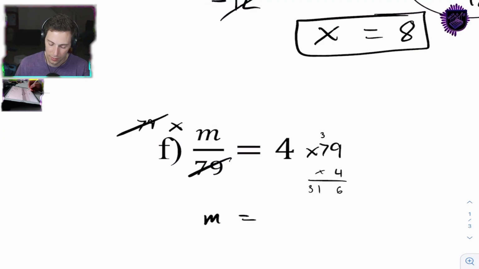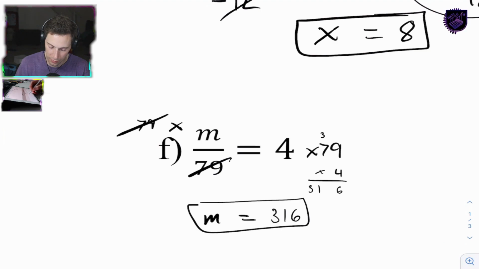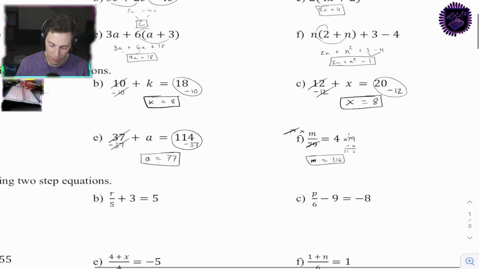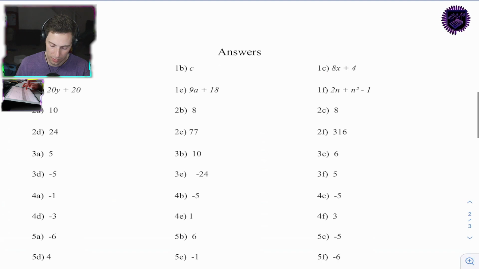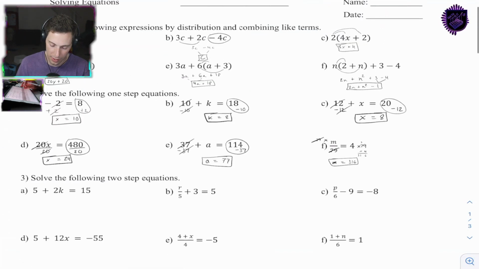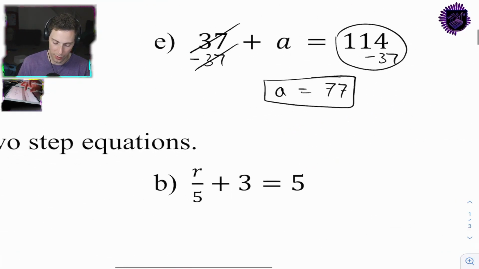What? 4 times 28 plus 31. 4 times... 316. M is equal to 316. 316 divided by 79 is 4. What was going on in my brain before? 2F. 316. Okay, correct. My mental math was way off there. All right.